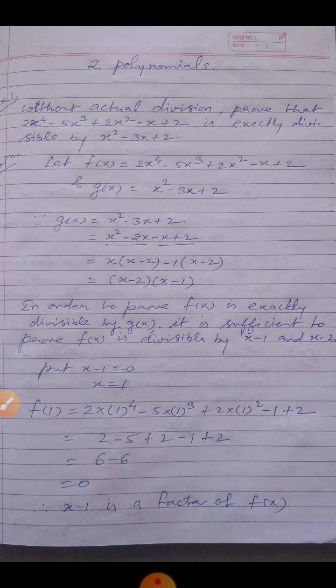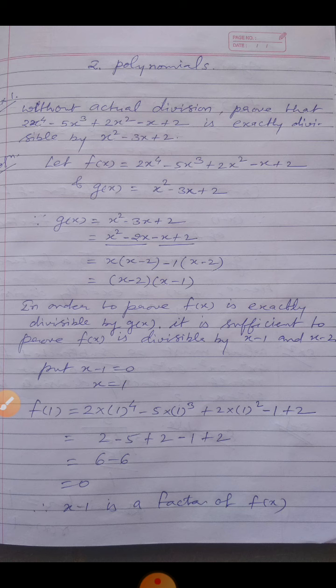Here we are not using the actual division, then we can use the factor theorem. In a factor theorem, we will find the remainder. If the remainder is 0, then it is a factor. It means it is exactly divisible by the other polynomial. The meaning of exactly divisible is also remainder is 0. So we will start using this concept.